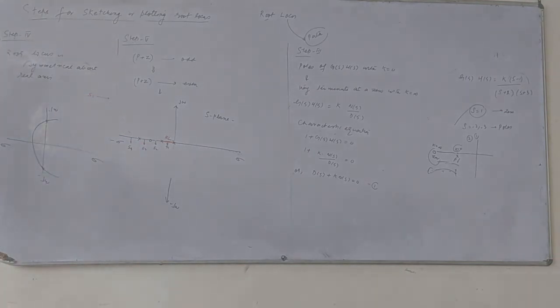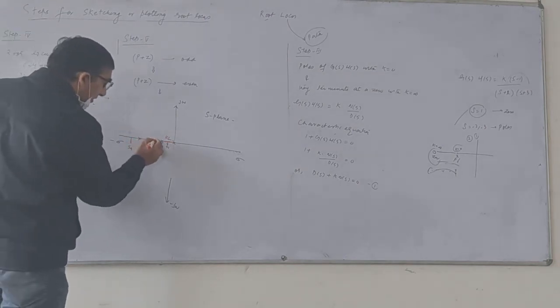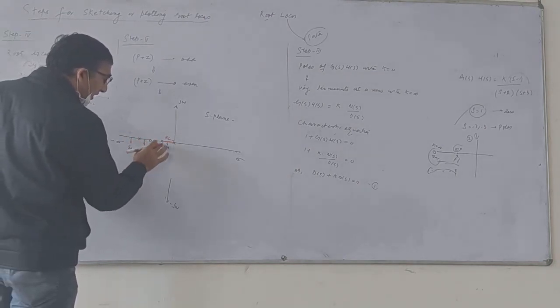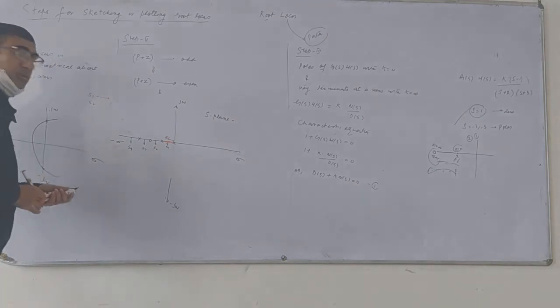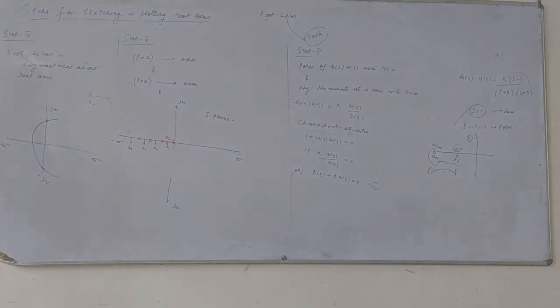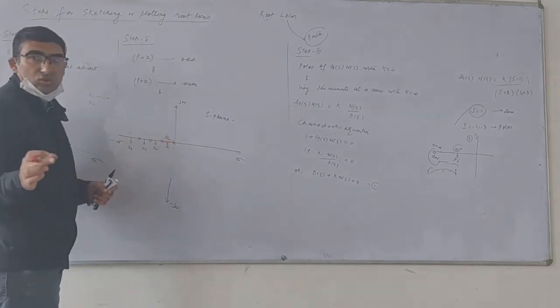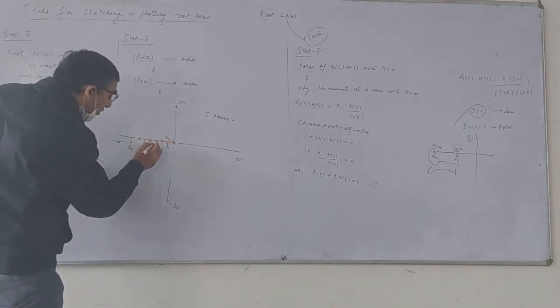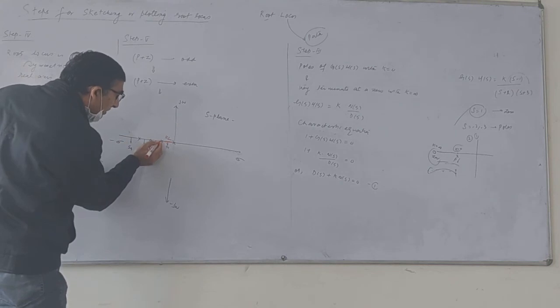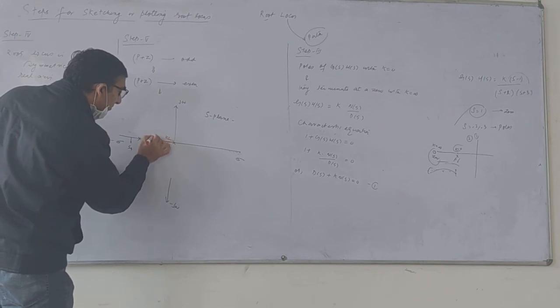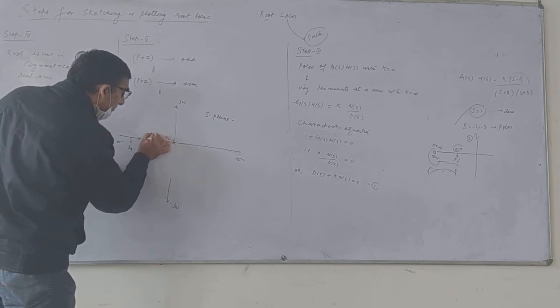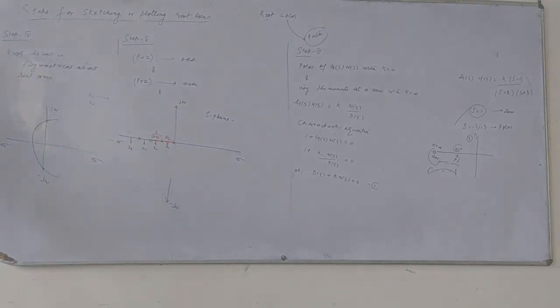Now let's say S2. We can see this is a point S2. To the right of this, there is no zero, and poles are 2. So the summation is 1 plus 1, which is 2, an even number. So when I am considering this portion, right up to this zero, this is not a part of root locus.